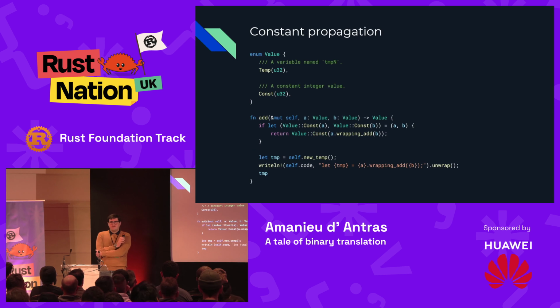In order to determine whether a value is a constant or not, we need to keep track of a bit more information in the JIT compiler. Instead of a value just being the name of a local variable, it's now either the name of a local variable or a constant value. And in the arithmetic operations like add, we detect if the two operands are constant, and if they are, we emit another constant. So essentially propagating constant values across operations.